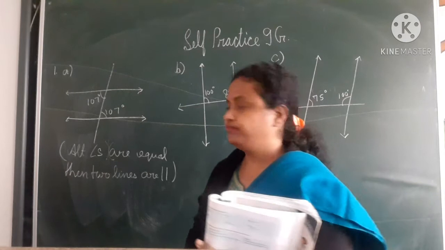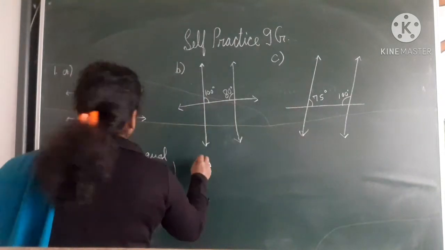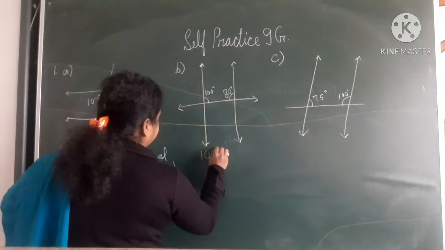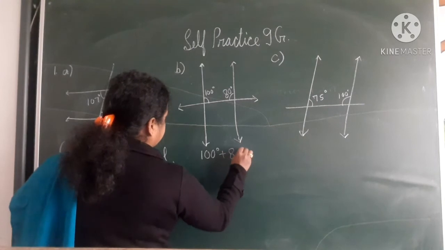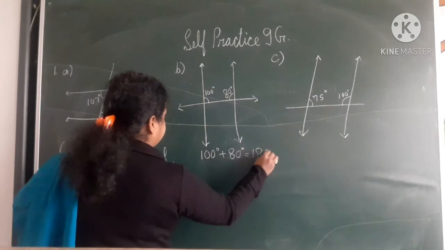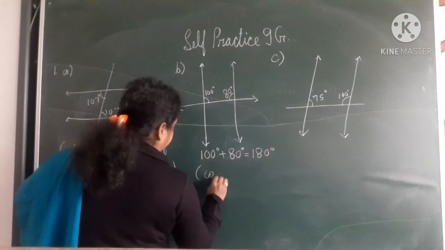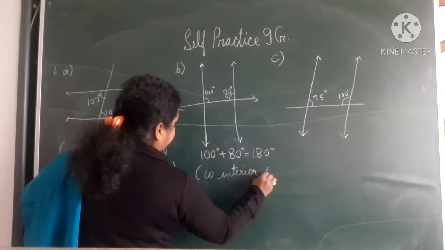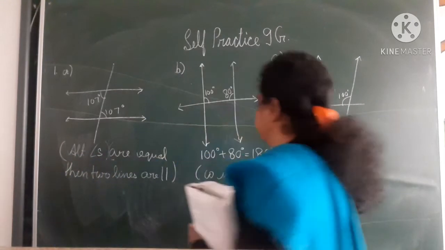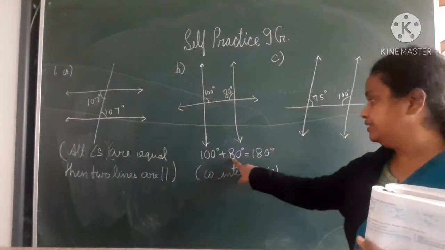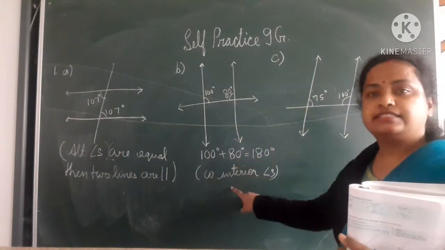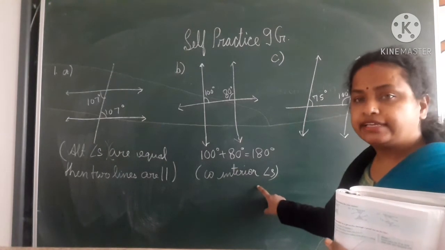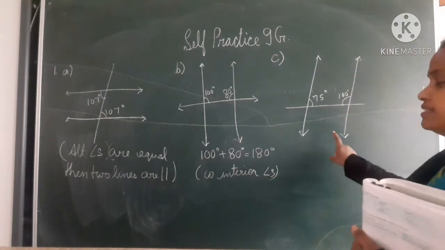In the B part, you see 100 degree plus 80 degree, which is equal to 180 degree by co-interior angles property. See 100 plus 80, this is 180 degree. It is the property of co-interior angles. Correct? Now see this one.